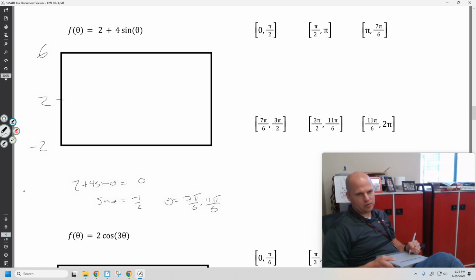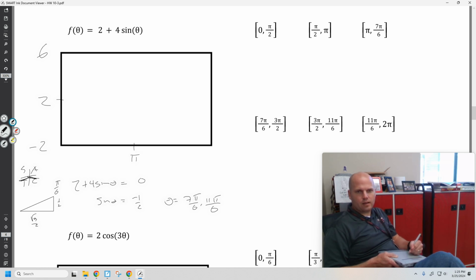I know some of you are still struggling on the unit circle. We're thinking about sine, SOHCAHTOA, when the opposite is a half. That's going to be my short 30, 60, 90 triangle. The short 30, 60, 90 triangle occurs at the pi over 6. We want the pi over 6 when sine is negative. So that's the pi over 6 here, the pi over 6 there. That's 7 pi over 6 and 11 pi over 6. So we got a period.